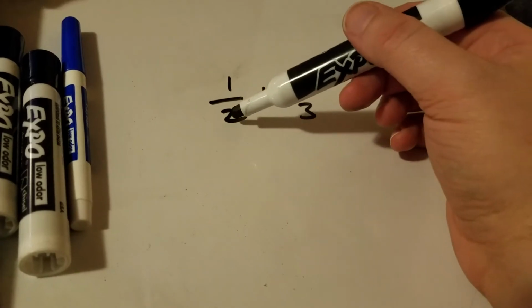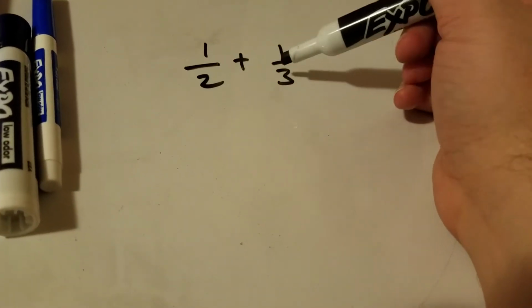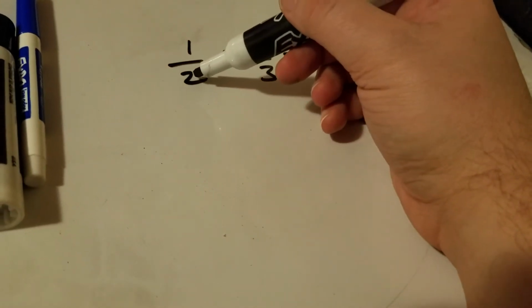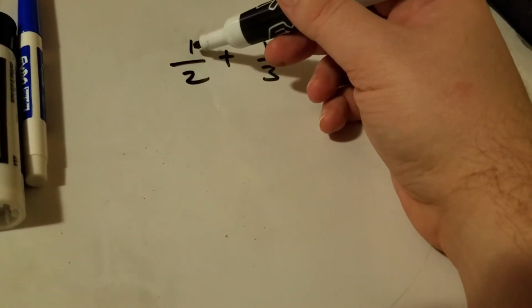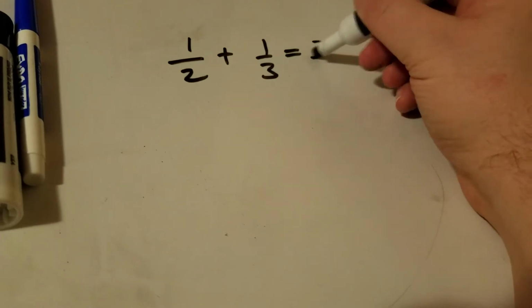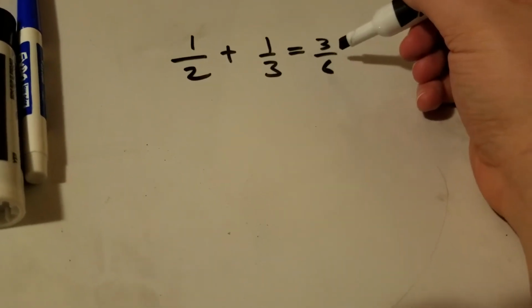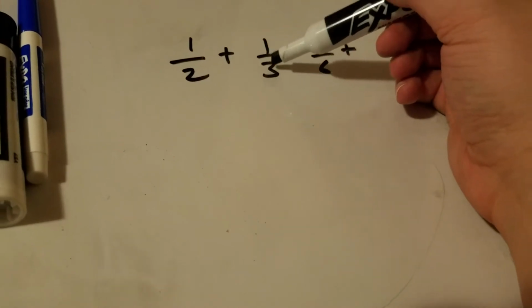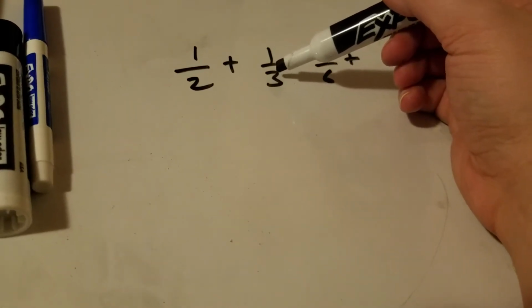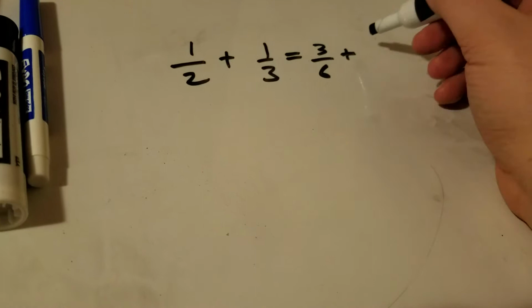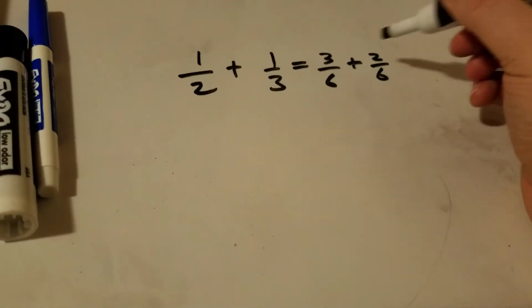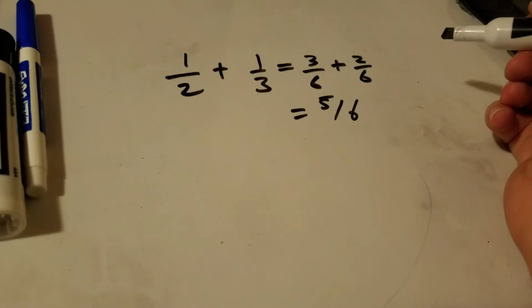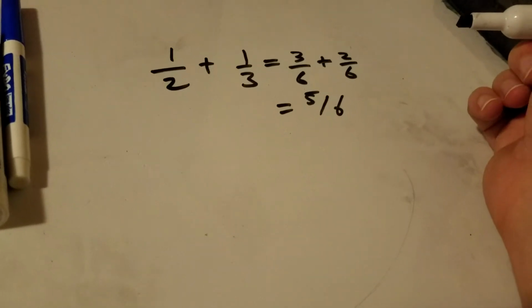Well, I can turn this 2 into a 6. I can turn this 3 into a 6. If I do that, I need to multiply this by 3, which means I need to multiply this by 3. So I get 3/6. And 3 divided by 6 is still half, so I haven't lied. I just changed its form. I'm going to multiply this 3 by a 2, and then this 1 by a 2, so I have 2/6. And then I can just add these together, and so I get 5/6. And that's how you add fractions.